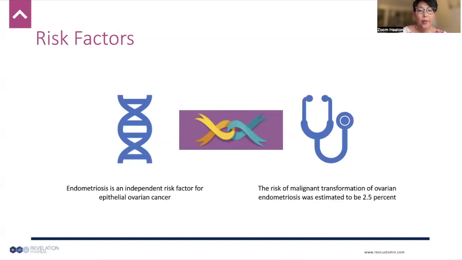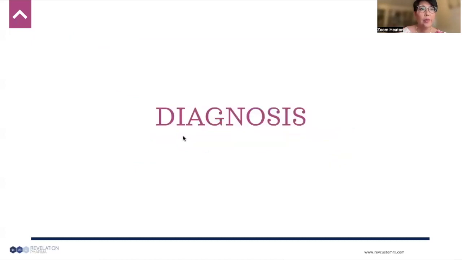Endometriosis is also an independent risk factor for epithelial ovarian cancer, and the risk of malignant transformation of ovarian endometriosis was estimated to be about 2.5%. Okay, on to diagnosis.